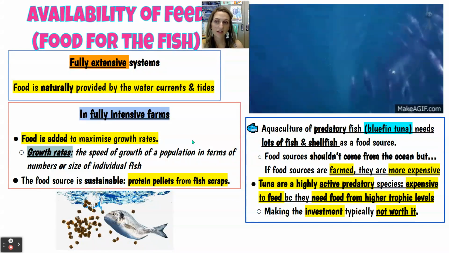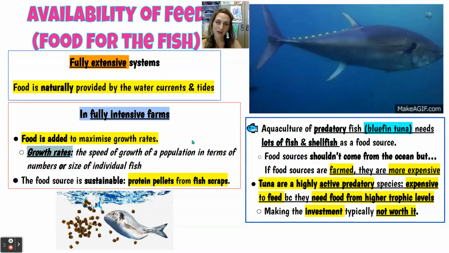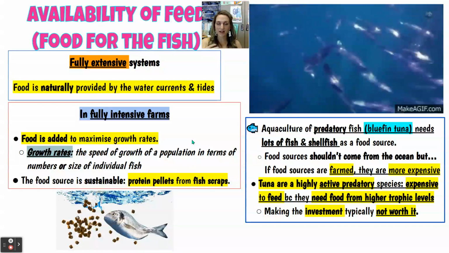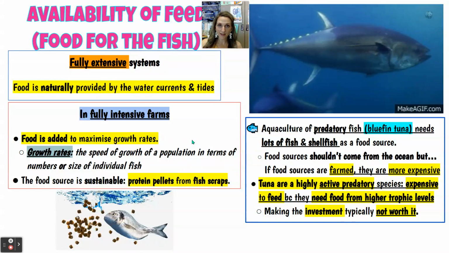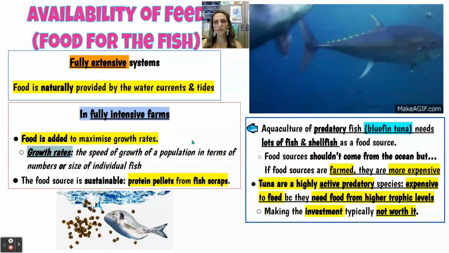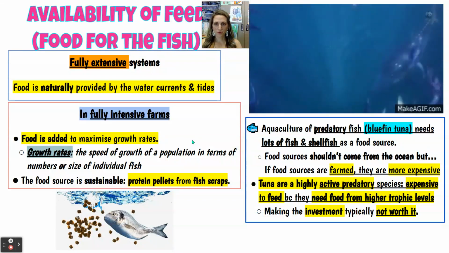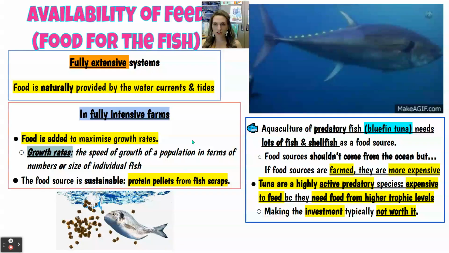It'll just sink. And if it sinks away from them and they're in like a netting system, they're not going to go to the bottom to get it. They can't. And this will help their growth rate. So growth rate is one of your definitions.